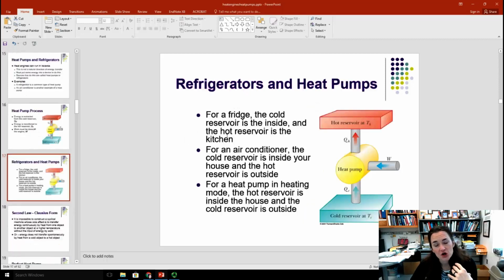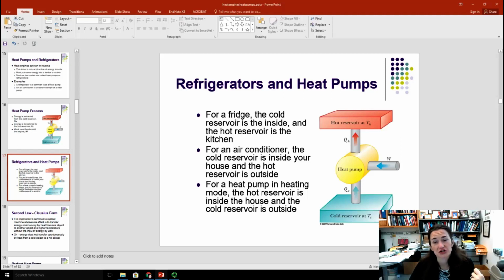So for a fridge, what happens is the cold reservoir is on the inside, and you're trying to make the inside of your cold box or your refrigerator even colder, or keep it cold. And the hot reservoir would then be the kitchen that the refrigerator is sitting in. And the kitchen gets a little hotter all the time, okay?